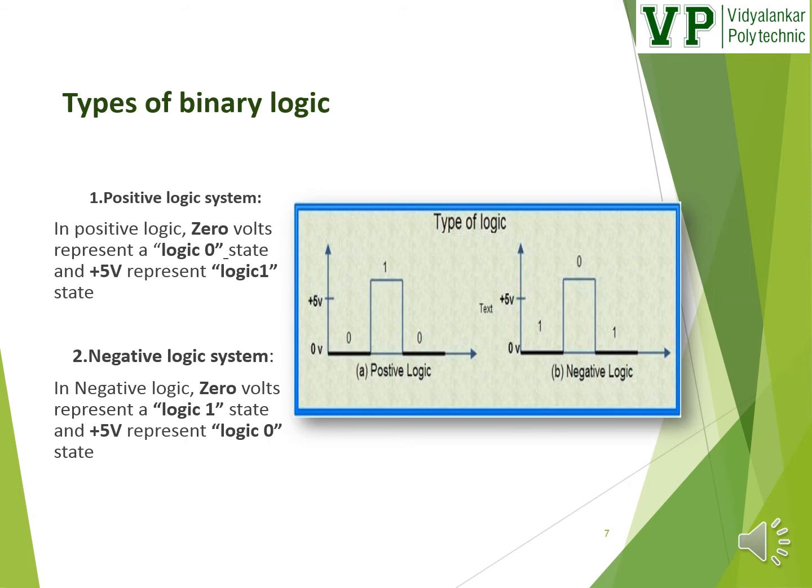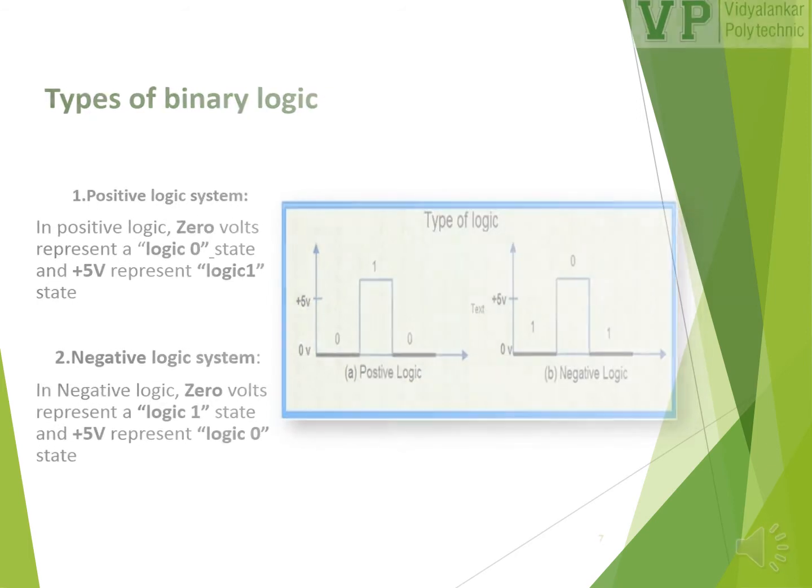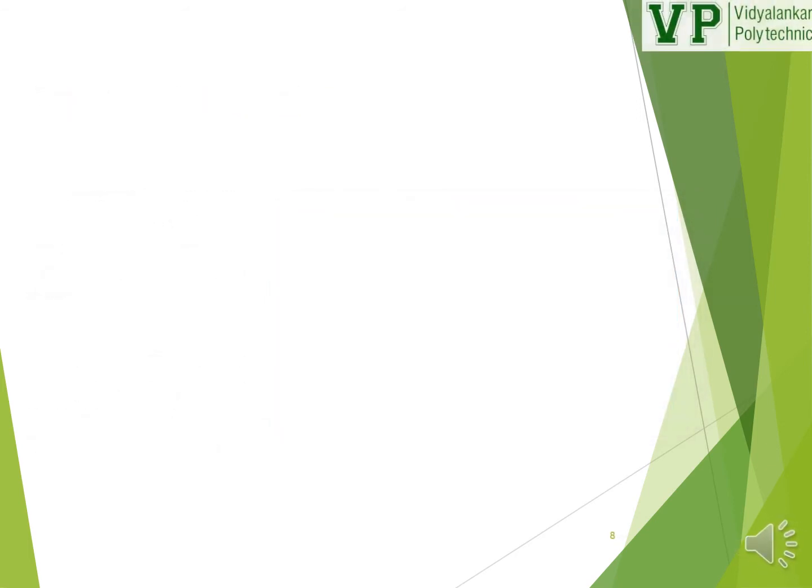From the diagram, it is clear that in positive logic, logic 0 means 0 volts, logic 1 means plus 5 volts. Whereas in negative logic system, logic 1 means 0 volts and logic 0 means 5 volts. These two logic systems are vice versa.